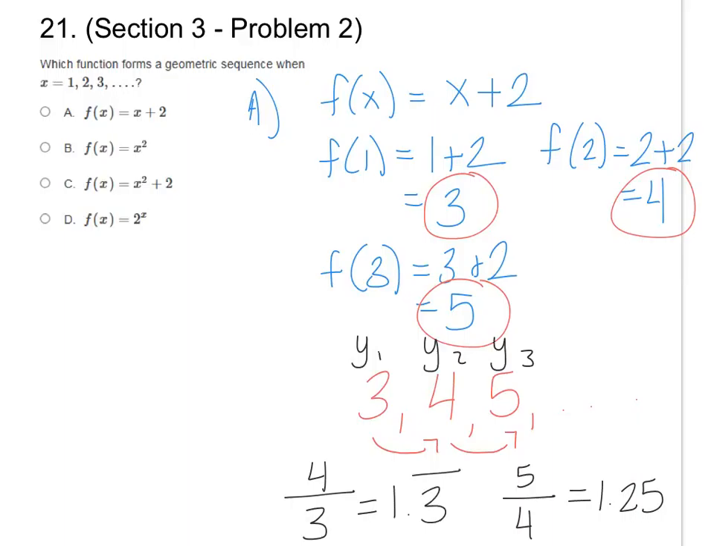So as you can see, this is not a common ratio. I multiply 3 by 1.3 repeating to get 4. I multiply 4 by 1 1/4 to get 5. So since these are different, I'm not multiplying by the same number to get the next term in the sequence, it is not geometric. So I know that A is not a geometric sequence.